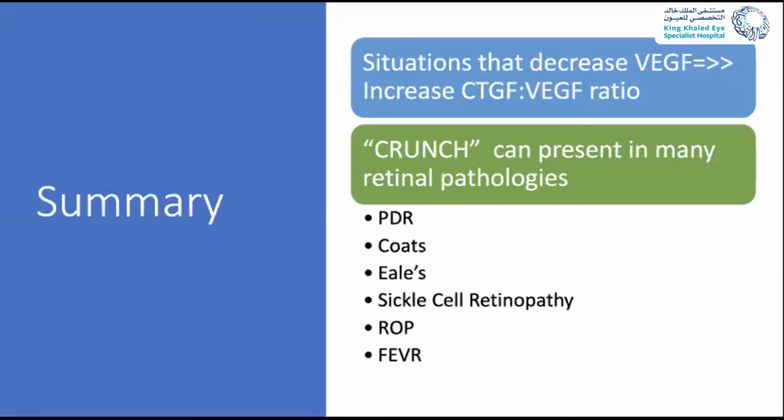So in summary, we have learned that any situation that causes a rather abrupt decrease in VEGF levels, and thus increases the ratio between CTGF and VEGF, can lead to a crunch episode. Therefore, any disease that has the potential to produce VEGF can eventually be susceptible to crunch. We can also infer that any treatment that can reduce VEGF levels and shift the ratio can also lead to a crunch phenomenon, be it anti-VEGF or panretinal photocoagulation.